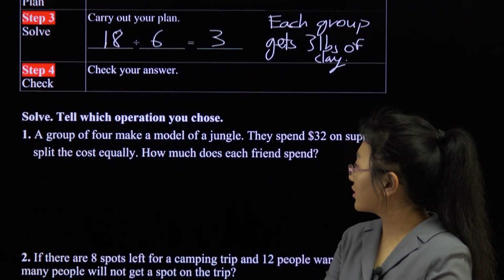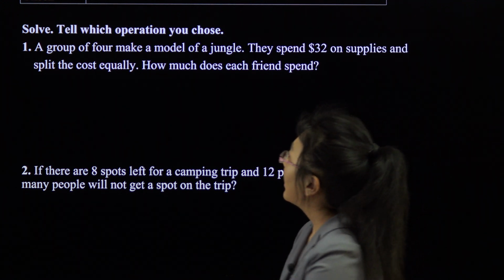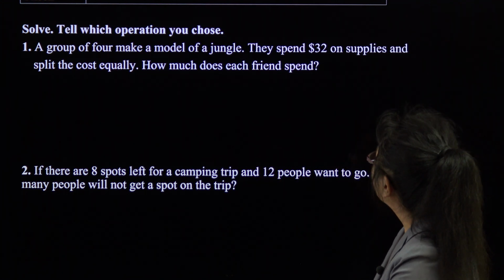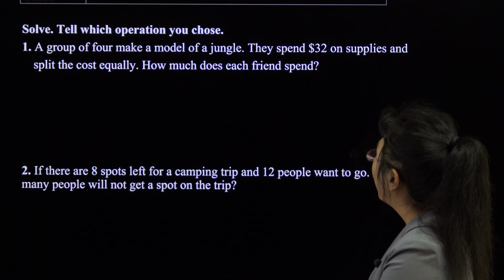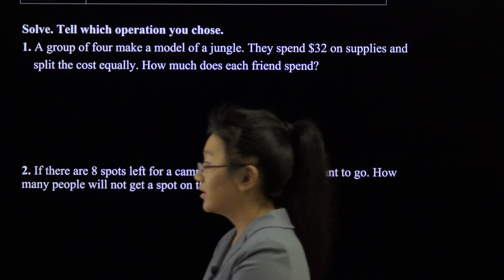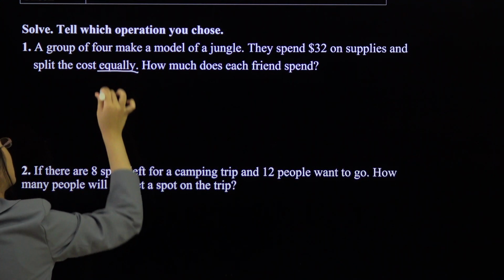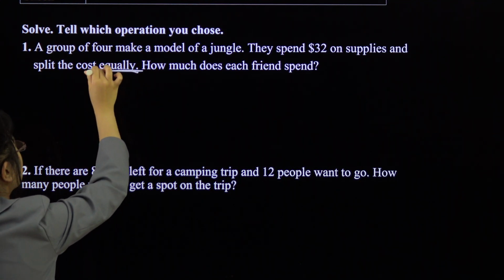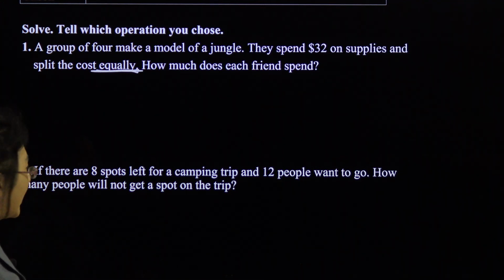So we're going to do some practice problems. Solve. Tell which operation you chose. A group of 4 make a model of a jungle. They spend $32 on supplies and split the cost equally. How much does each friend spend? Of course, guys, try not to use division. Well, usually you wouldn't use division if they don't say it's equally. Or at least you use division in different ways.